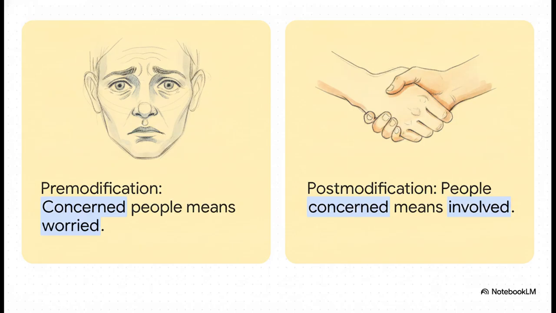But if you just shift that exact same participle into post-modification, the people concerned, you completely alter the meaning. Now it indicates temporary involvement or relevance. They're just the people relevant to the specific matter at hand. This positional rigidity is absolutely essential for conveying precise meaning.